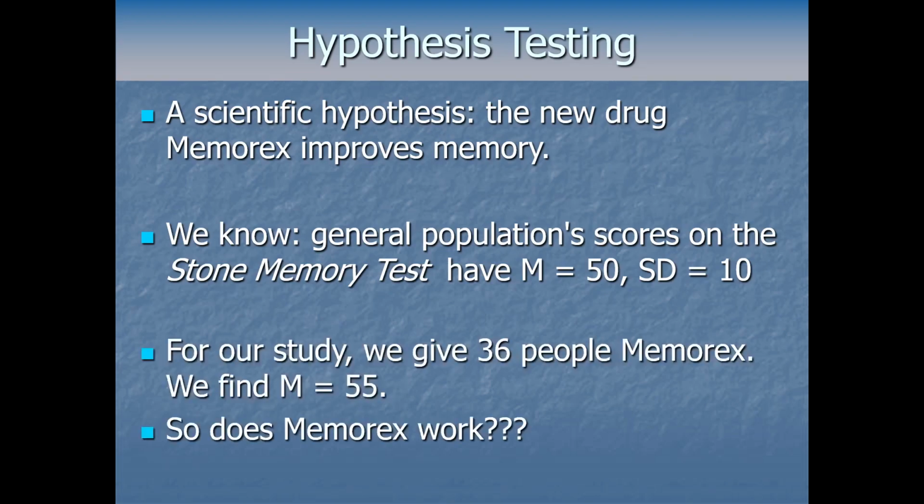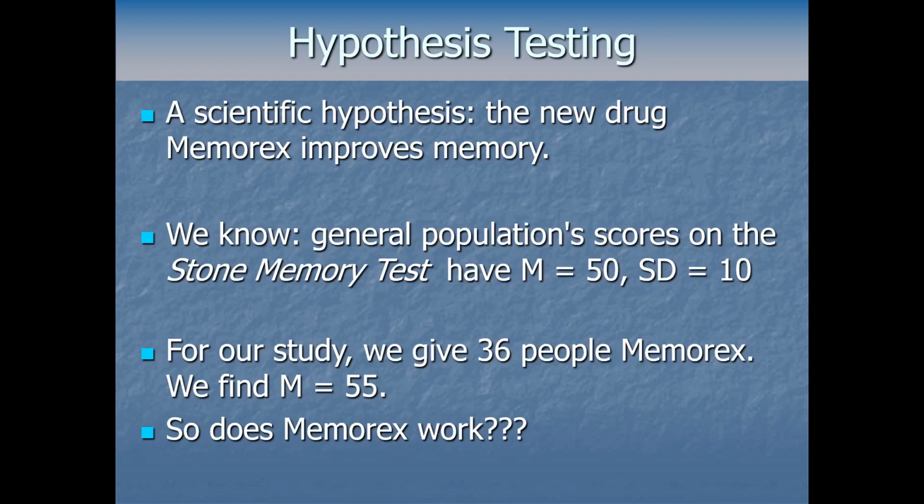So let's say for our study, we give 36 people Memorex for a few months, and then we measure their memory at the end of that. Maybe we find a mean score of 55 in our sample. So the question is, based on this data, should I conclude that Memorex works? I mean, our sample has an average of 55, not 50, so these 36 people are definitely higher than average.